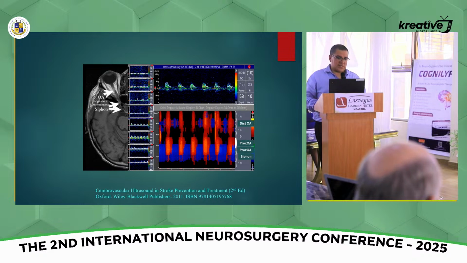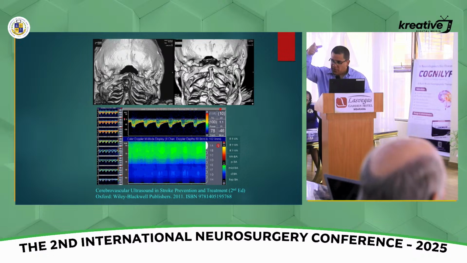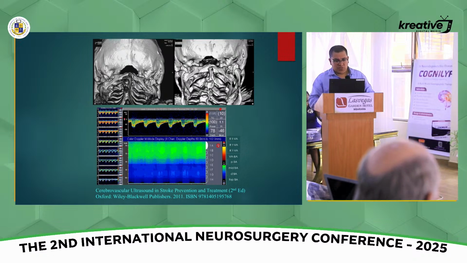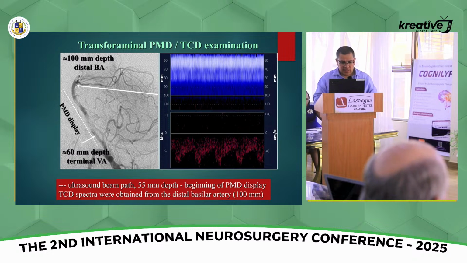This is one example of a study done from the occipital window, in which, because you're insonating from the back, blood flow is going away from you, right? And remember I told you it's going to be negative, because the flow is going away from you. And this is just another example of insonation with detection of abnormalities in the basilar artery, showing abnormalities in the flow.